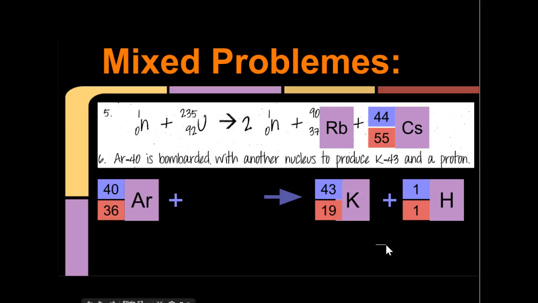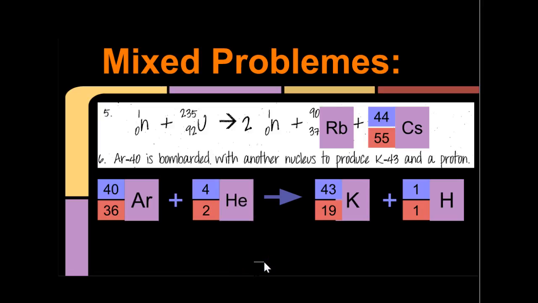That means it must be bombarded with something that equals 44 on top. So that means there's a 4 on top, and a 2 on the bottom. So that's a helium nucleus, which means it underwent alpha decay. Okay, so at this point, we should have had examples of everything. If you need help on anything, let me know in class.